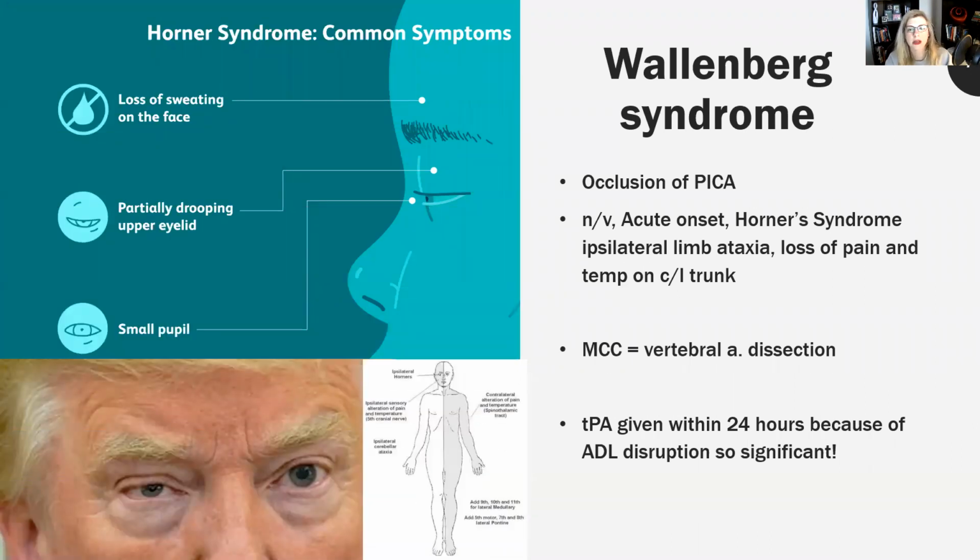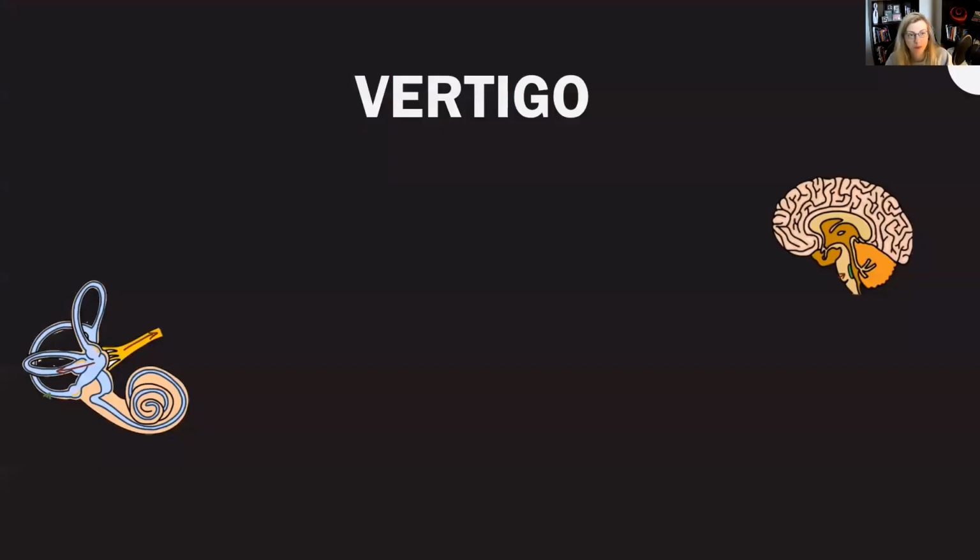Oh, here is some explanation of Horner's syndrome. They talk about loss of sweating on one side of the face, a small pupil, and that ptosis or that drooping eyelid. Really, it's very hard to see whether somebody is sweating on one half of their face or not. So a lot of people depend on the pupillary changes and the drooping of the upper eyelid.